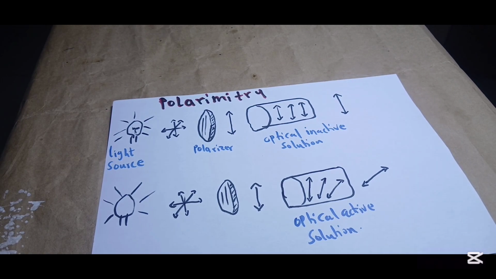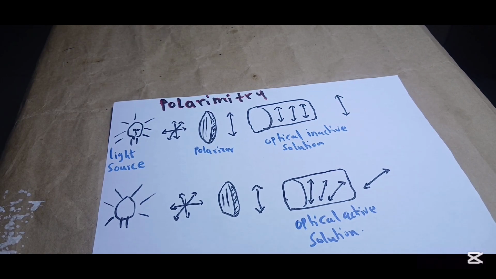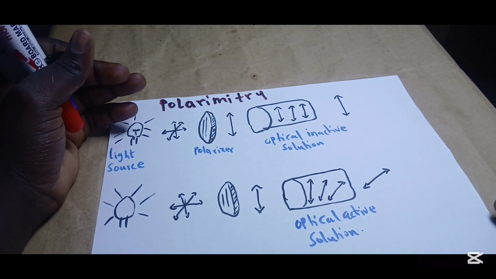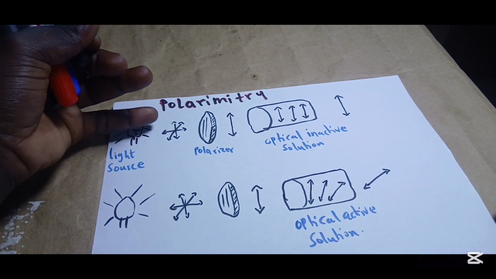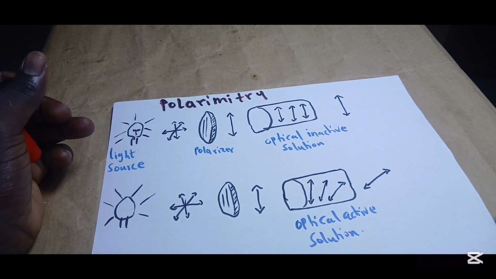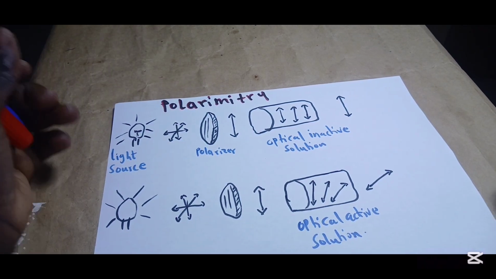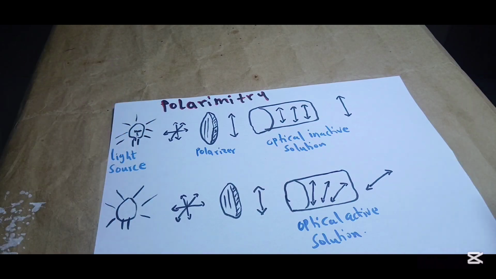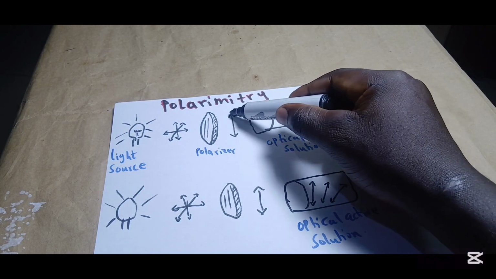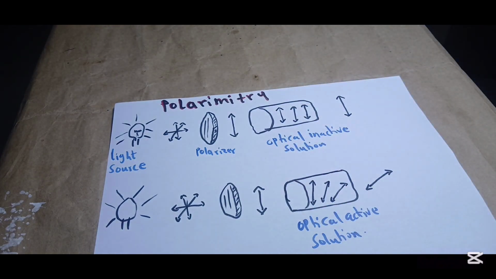Polarimetry. A polarimeter is a device used to measure the optical activity of a given solution. If you have a source of light and a beam of light from that source passes through a polarizer, the polarizer is going to polarize the beam of light into a single ray.